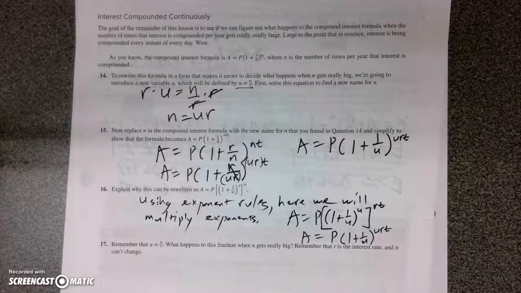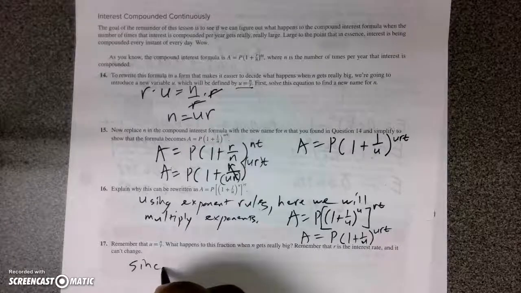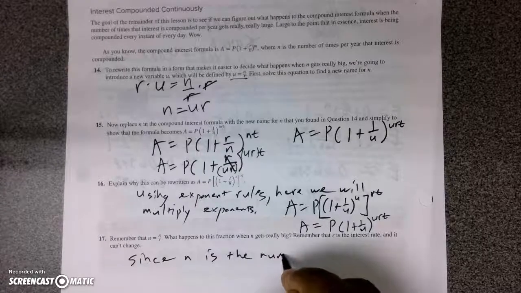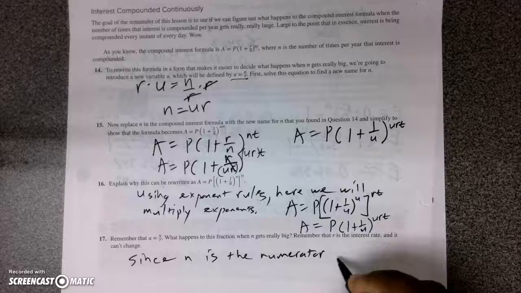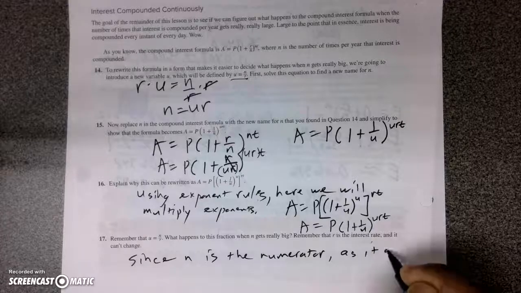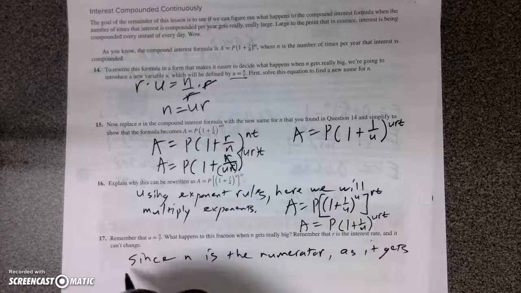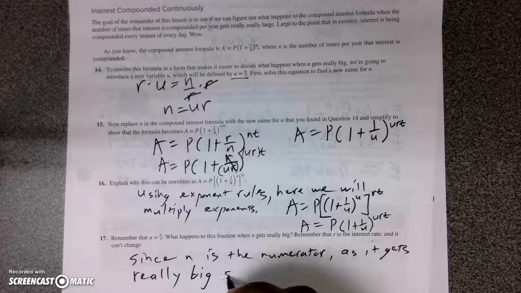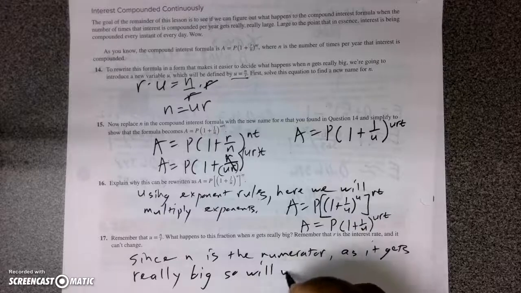Now it says, remember that U equals N over R. What happens to this fraction when N gets really big? Remember that R is the interest rate and it can't change. Since N is the numerator, as it gets really big, so will U.